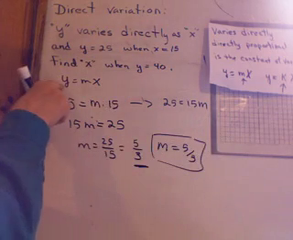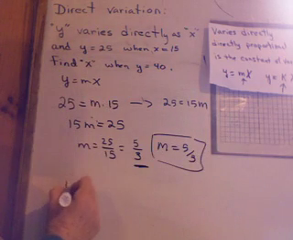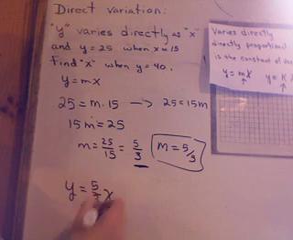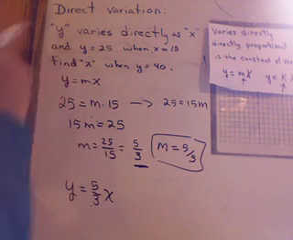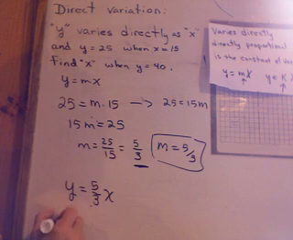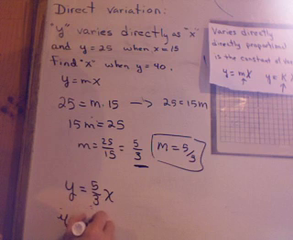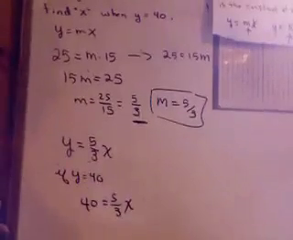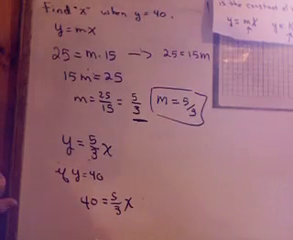Okay, now let's go back to this equation. I know the m, so instead of y equals mx, I can write y equals 5/3 x. Now I have a specific equation for this problem. Let's read the second part. Find x when y is 40. So if y equals 40, let's plug it in. 40 equals 5/3 x. Now what do I do? Can you see that? All right, 40 equals 5/3 x. So solve it for x.